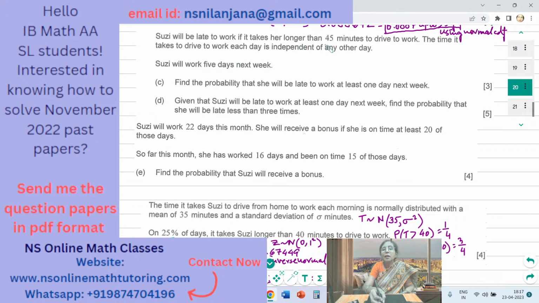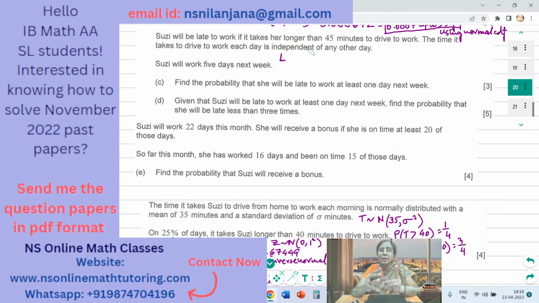If Susie takes longer than 45 minutes to drive to work, she will be late. So if I take late, it will be a binomial distribution variable. Why? Because either she will be late or she will not be late; there are only two possibilities. And the time it takes to drive to work each day is independent of any other day. If she is late on one day, it doesn't mean she will be late on the second day. One day's attendance is not dependent on another day's attendance.